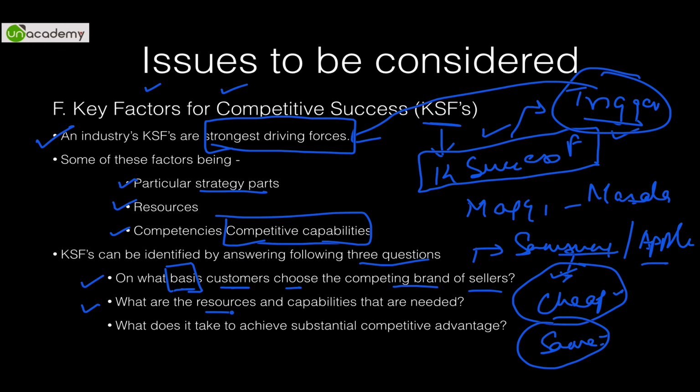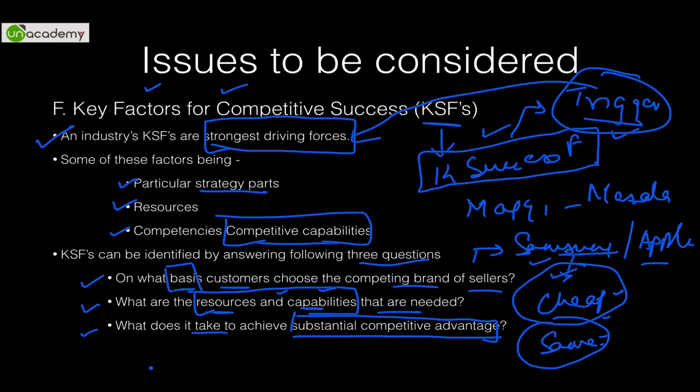Second, what are the resources and capabilities that are needed? So what do we need to succeed? What do we need to define our key success factors? After understanding the basis, what do we need? What is the resource and what is the capability? And the third is, what does it take to achieve substantial competitive advantage? What does it take? Do we also have to reduce our price? Do we also have to offer the same quality at a reduced price? These simple questions have to be answered before we can embark on some journey.